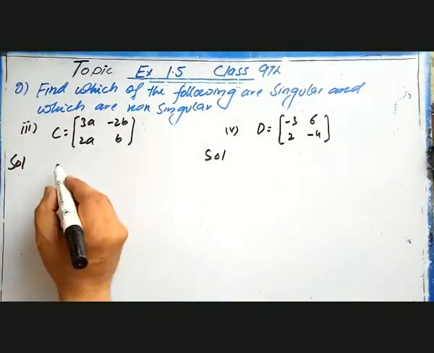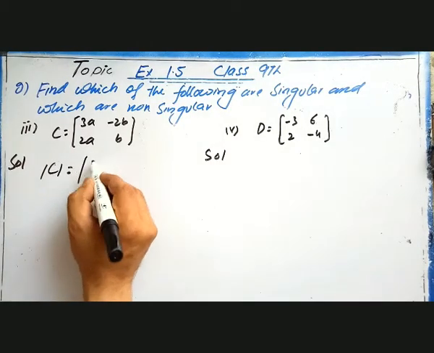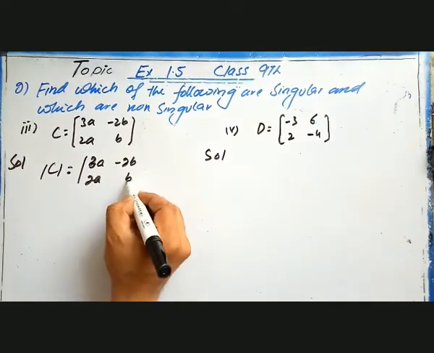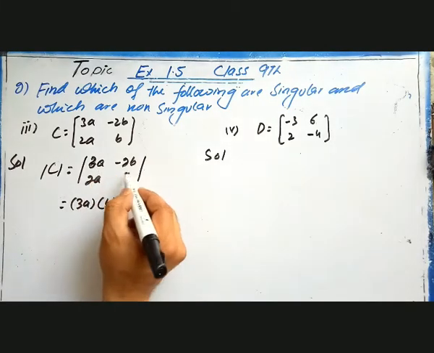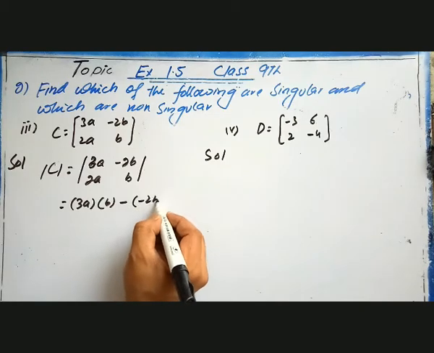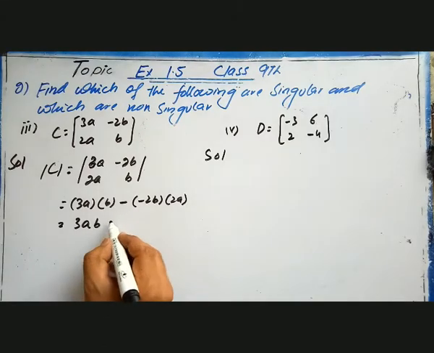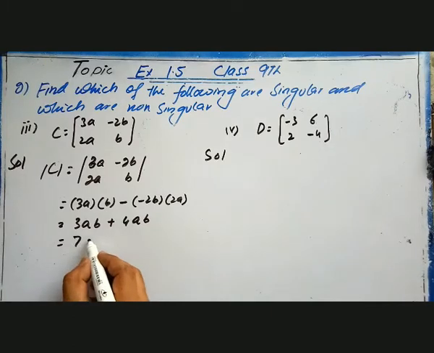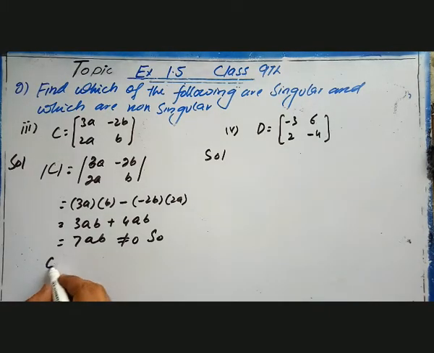Third part, C is equal to this one. हमें find करना है whether this is singular or not. So the determinant of C is equal to 3a, -2b, 2a, b. So 3a into b minus 2b into 2a. This will give us 3ab plus 4ab, so it will give us 7ab, which does not equal 0. So C is non-singular.